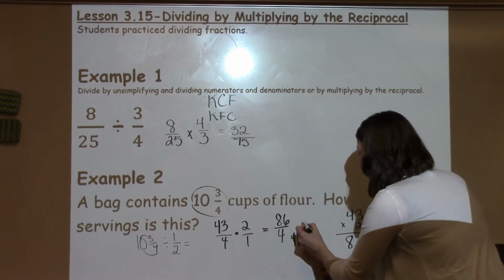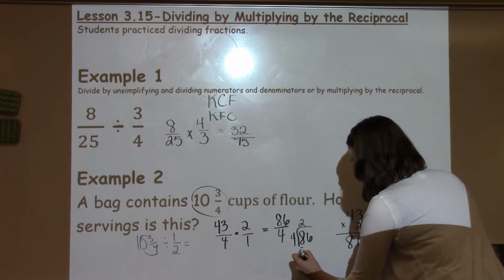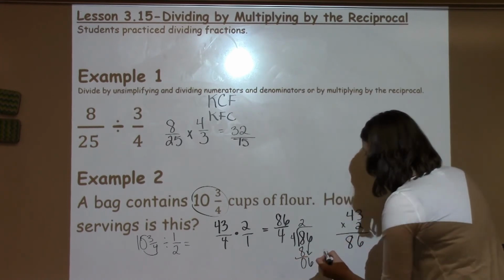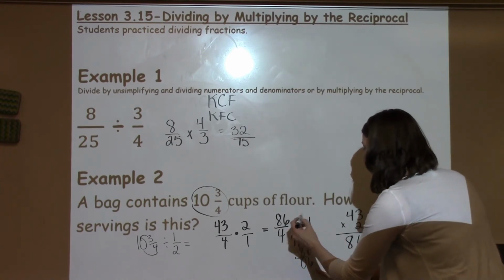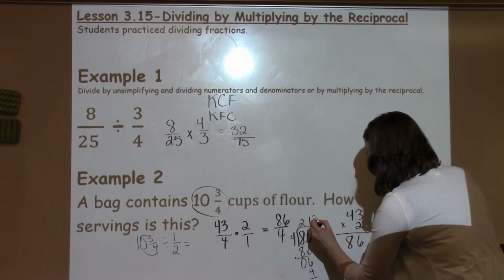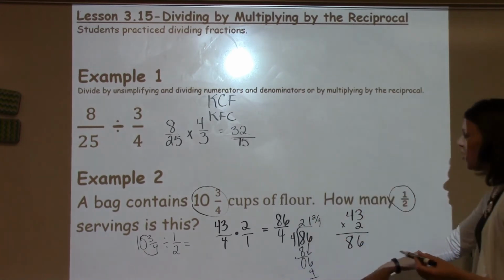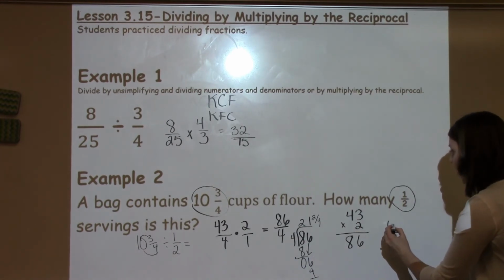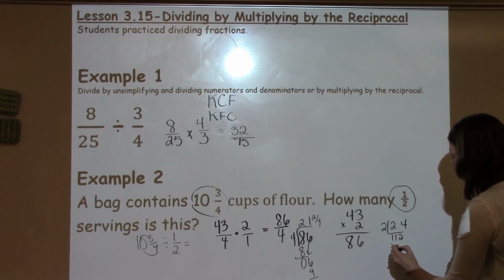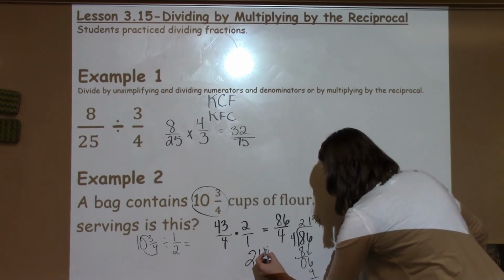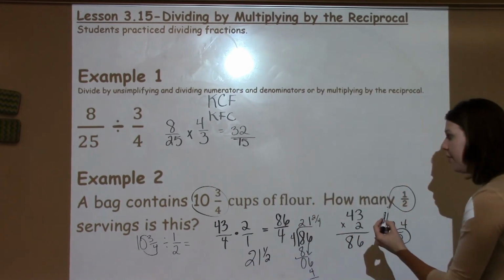4 can go into 8 2 times. 2 times 4 is 8. Bring down my 6. Can 4 go into 6? 1 time. 1 times 4 is 4, with 2 left over. And I have 2/4. A lot of students will recognize that as 1/2 immediately. If your student doesn't, then they can go ahead and do the cake method and do 2/4, take out the 2, and they have 1/2. So our answer would be 21 1/2, and our label is cups.